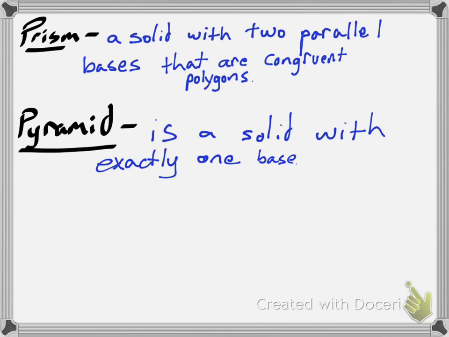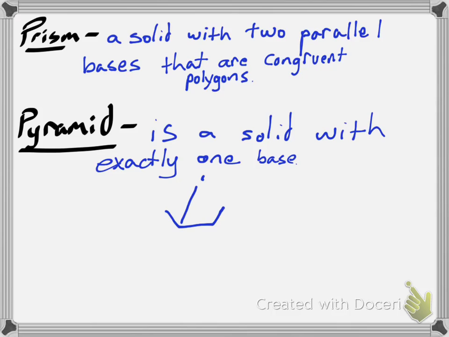Now a pyramid is a solid with exactly one base, so it has only one base to it. Now most of y'all think of a pyramid that looks kind of like this, right? That is a pyramid, and the base, even though you can't see it, could be a triangle, or it could be a square, right? Or it could be any shape. It could be the shape we were doing a while ago.